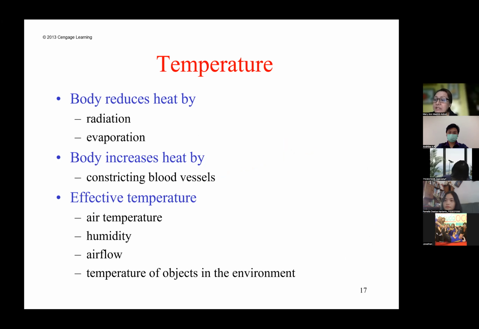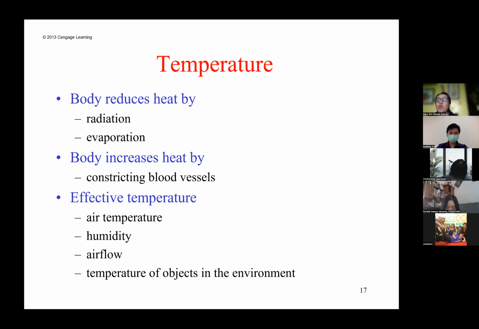You remember that the body has a natural way of reducing the temperature, no? This is through evaporation when you perspire, when you are sweating, and through radiation also, when the person emits energy, or transfers the energy to another object or thing. But the body also has a natural way of increasing the heat. For example, when the weather is very cold, the blood vessels constrict. How do you know that the blood vessels are constricting? You notice that your body hairs are standing. It's a way of the body to regulate the heat, to keep it inside the body so that you do not feel so cold.